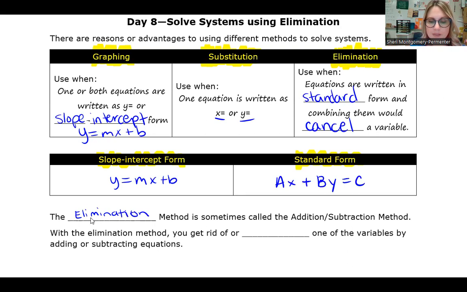The elimination method is often called the addition-subtraction method, because with elimination, you get rid of or cancel one of the variables by adding or subtracting. So it's also called the addition-subtraction method because it's by adding or subtracting that they disappear or get canceled.